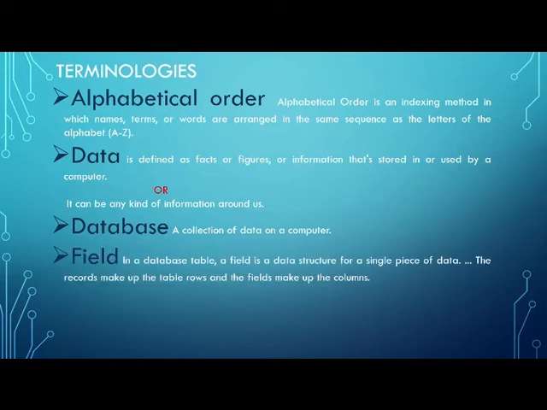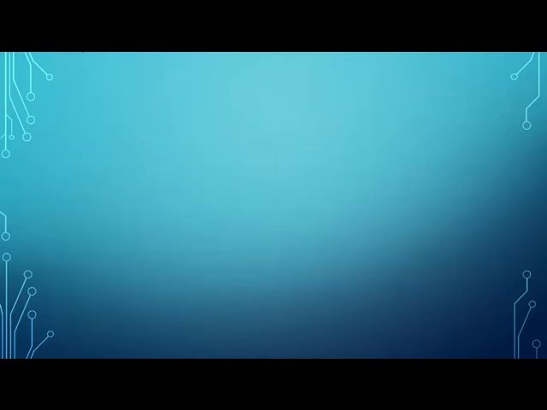What is a field? In a database table, a field is a data structure for a single piece of data. The records make up the table rows and the fields make up the columns. What is a filter? Basically, filters display only a specific record. Let's suppose I'm asking just give me the computer notebook. So I'm filtering. I'm asking for the computer notebooks only.